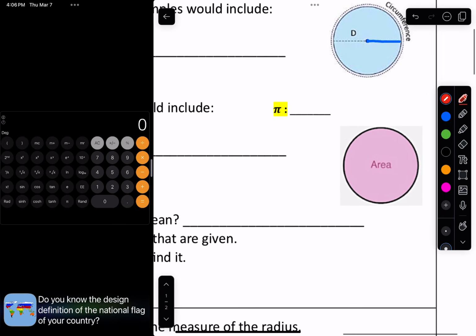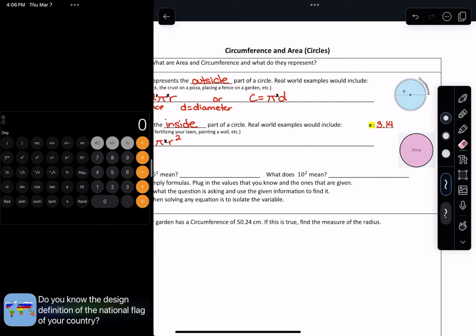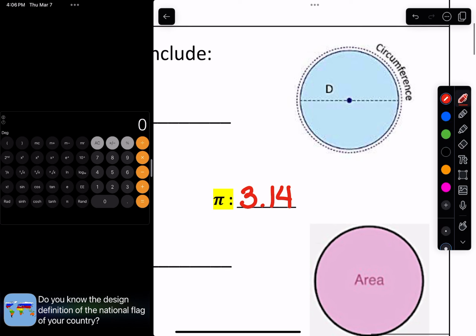So real quick before we go any further, pi, if you don't remember, is 3.14. Okay. And we can look at what a diameter and a radius are. So diameter would go all the way across the circle, going through the middle. So it can be like that. It can be like this. It can be like this. However you want to do it, as long as it's going through the middle and it's going from one side of the circle to the other side.